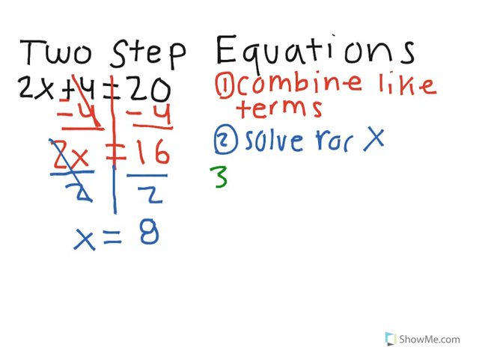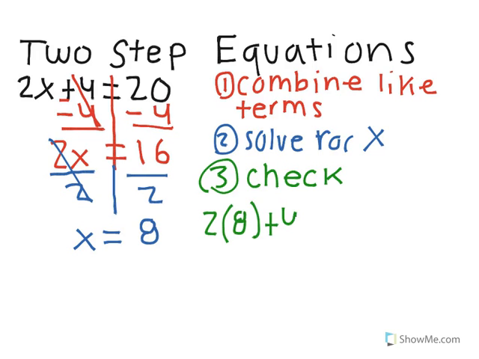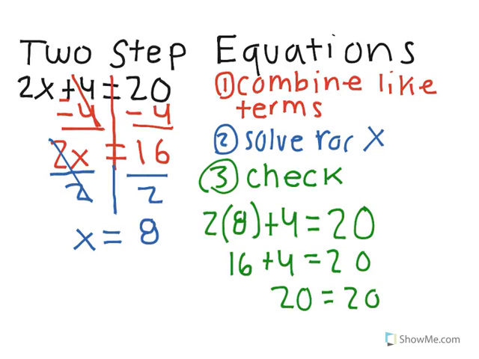But there's a third step I want to involve, and this is your check step. Checking just makes sure you did your work correctly, and you do this by plugging into the original equation. So 2, we plug in the 8, plus 4 is equal to 20. So 2 times 8 is 16, plus 4 is equal to 20. 20 is equal to 20, and you put a check mark or a smiley face or a heart, whatever makes you remember to do your check step. This will solve any simple errors that may have occurred in the problem.